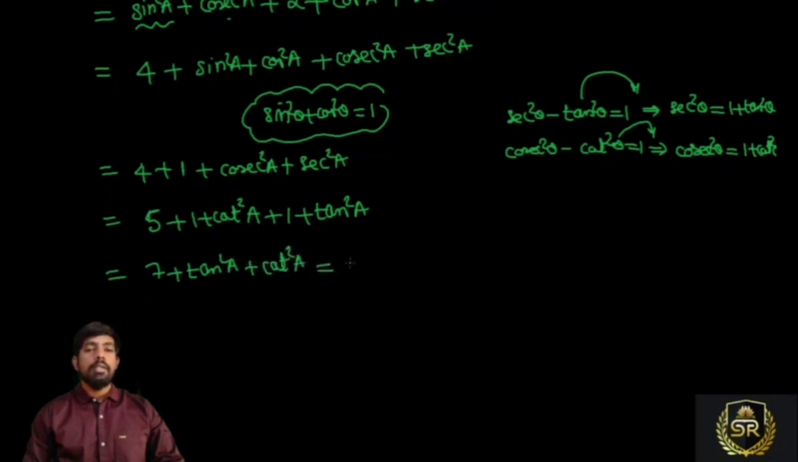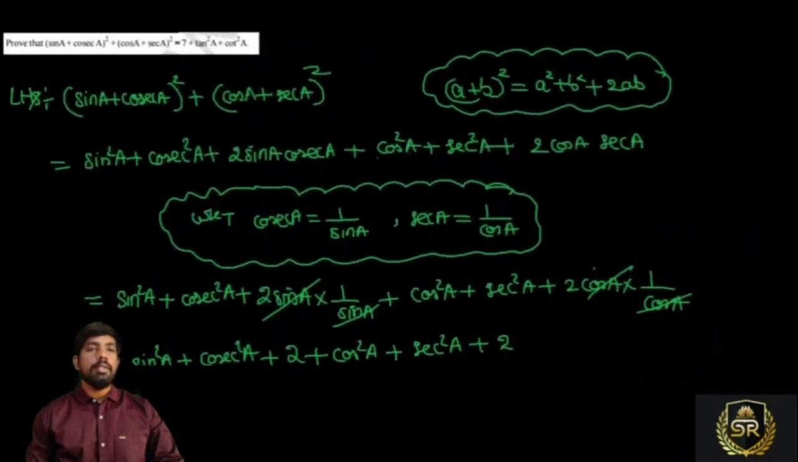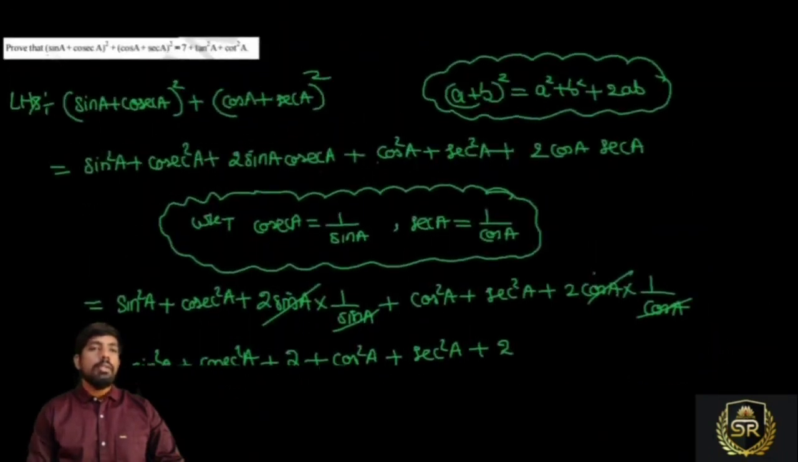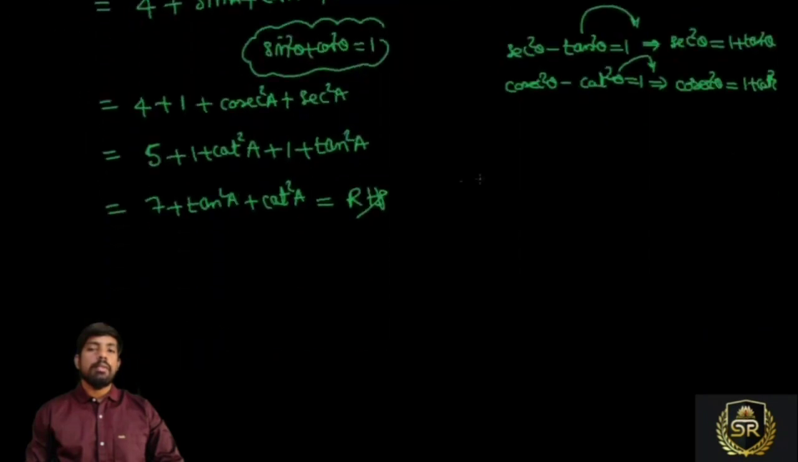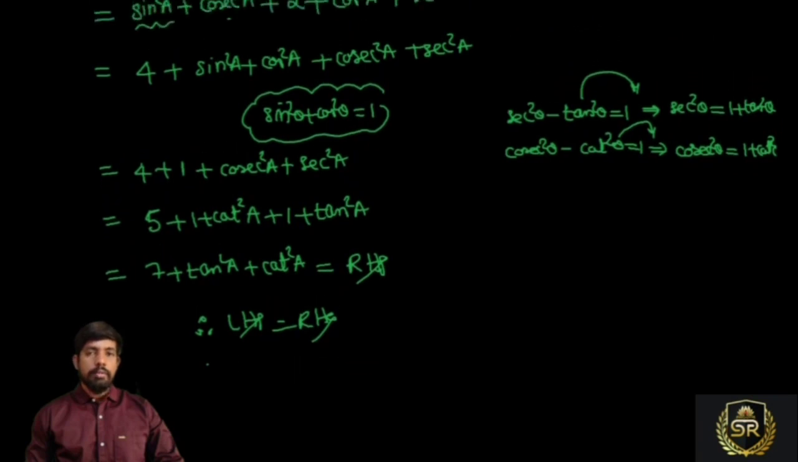Therefore, this is the right hand side, so LHS equals RHS: 7 plus tan square plus cot square. Hence we got this RHS. Therefore, LHS is equal to RHS. Repeat the question, same, right? That's all. This is the solution.